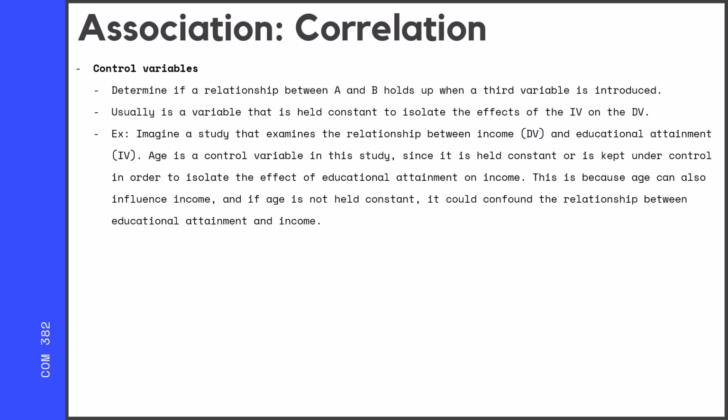We would assume the more education someone's had, they probably make more money. But age is an important control variable in this study because people that are older are also going to make more money, right? And it affects the impact that education has on income. So age also influences income. You have to hold it constant because otherwise it could confound the relationship between educational attainment and income.